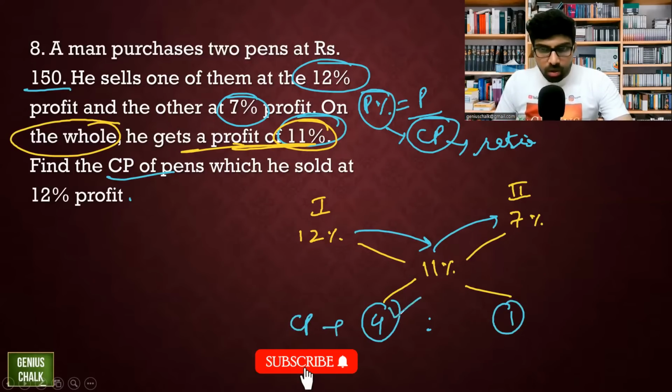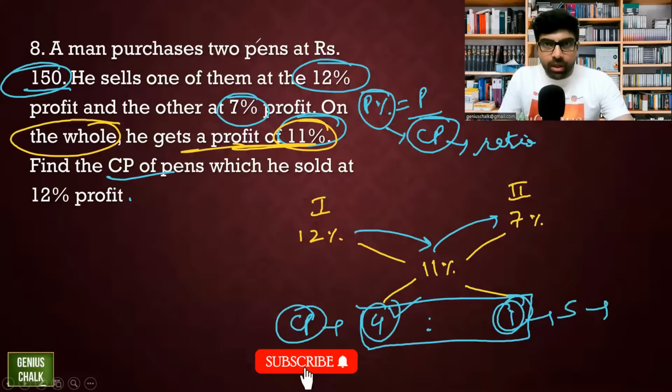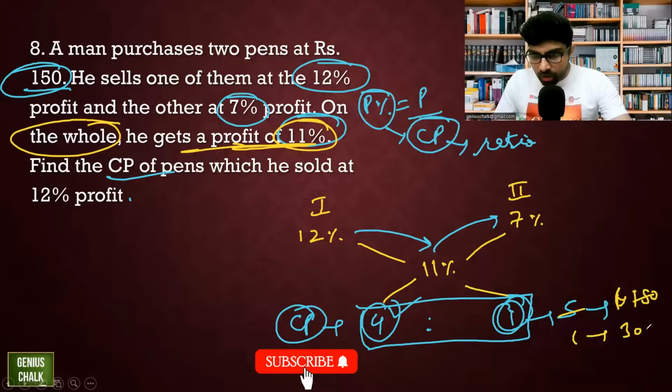That means the first pen was purchased at 4 rupees, and the second pen at 1 rupee. So in total I spent 5 rupees on purchasing. But actually in the question it is saying it is 150. So 5 units is actually equal to 150 rupees. 1 unit will be 150 divided by 5, that is 30 rupees.